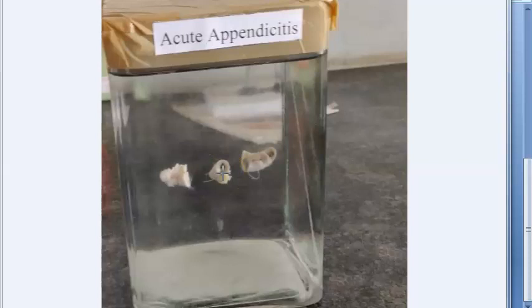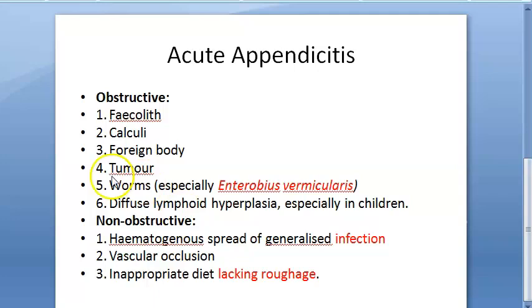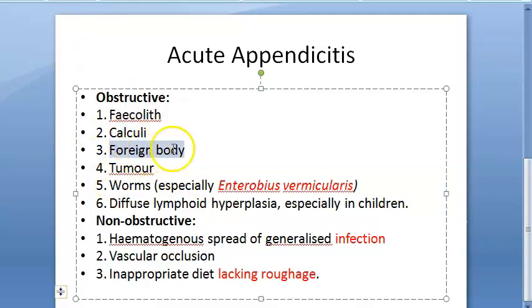There can be hyperemia in the serosa. If you cut it, what can you see? If it is fecalith because of the stones, because of hard feces, then probably you will see fecalith. Otherwise, you should be seeing calculi, foreign body, tumors, worms, diffuse lymphoid hyperplasia, right?